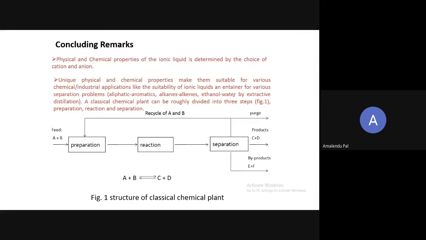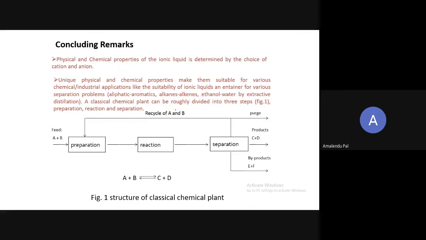alkene, ethanol. That I told you, ethanol water. We are doing it, even using ionic liquid, ethanol 99.9% purity you can get. So this is where you have to invest the money. This is very, very important because industrial people are investing. If you say Sigma, if you say Aldrich, if you say Merck, they are investing the maximum amount of money for the separation technology.